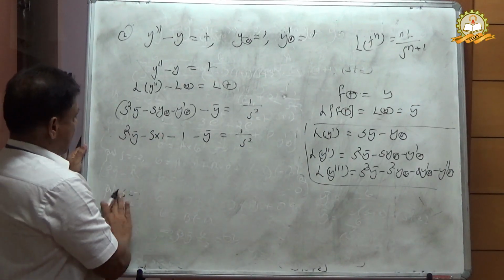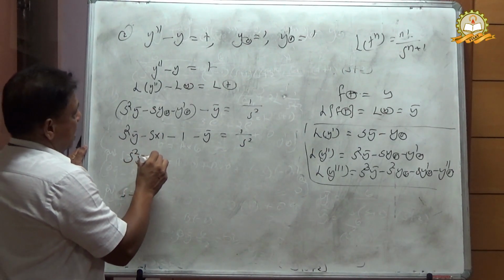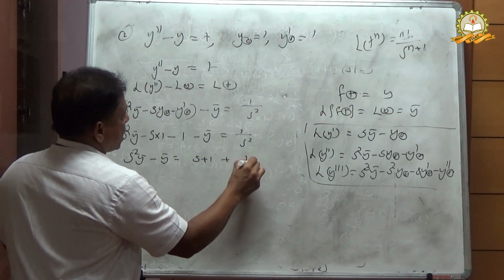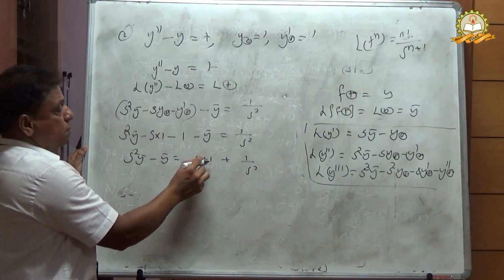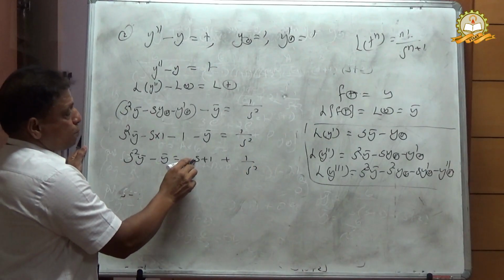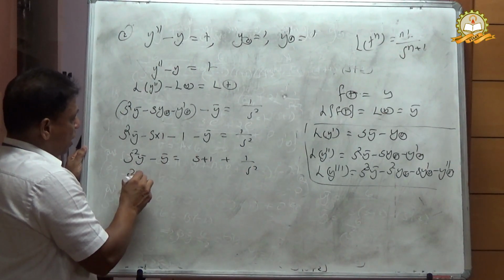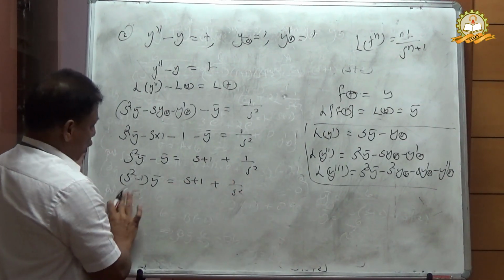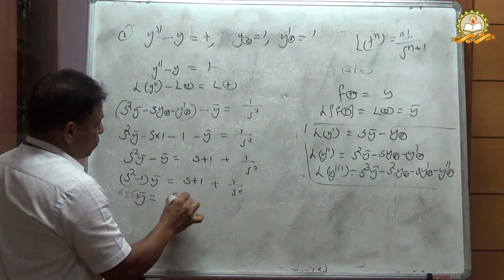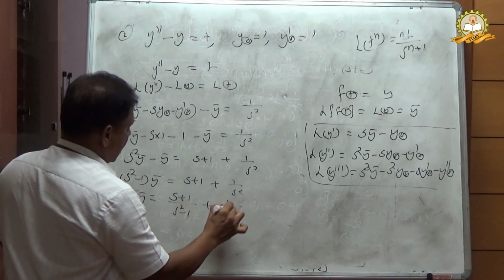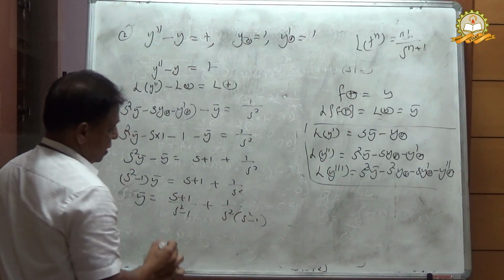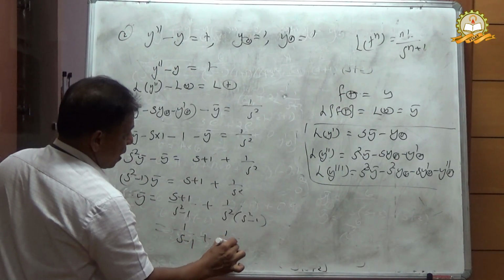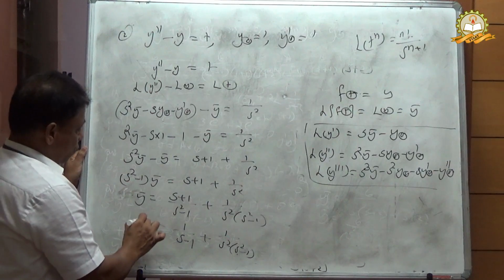When we apply the initial conditions, s square ȳ minus ȳ is equal to s plus 1 plus 1 by s square. Minus s becomes plus s, minus 1 becomes plus 1. Therefore, s square minus 1 into ȳ is equal to s plus 1 plus 1 by s square. Therefore, ȳ is equal to (s plus 1) by (s square minus 1) plus 1 by s square into (s square minus 1). That is 1 by (s minus 1) plus 1 by s square into (s square minus 1). Therefore, this is the ȳ.